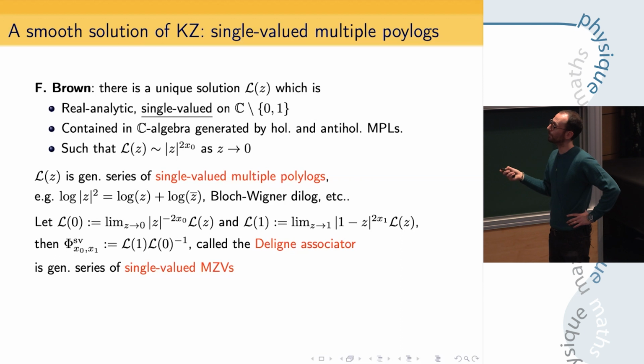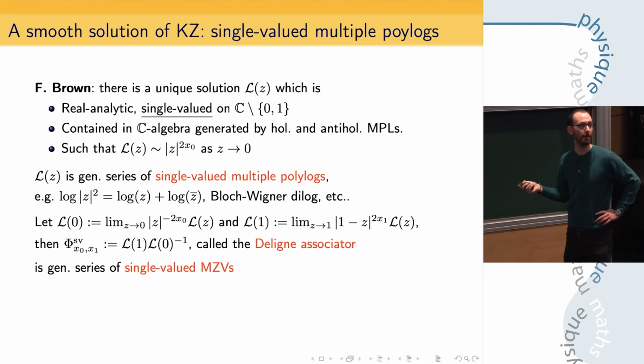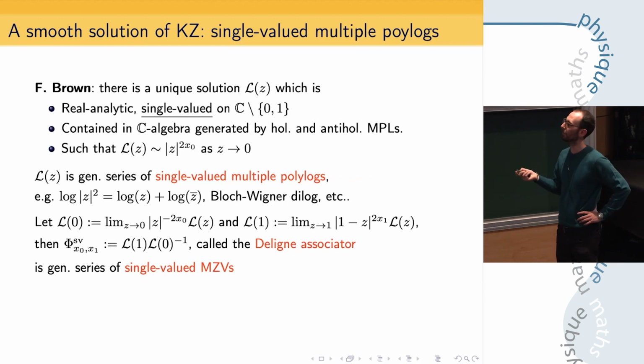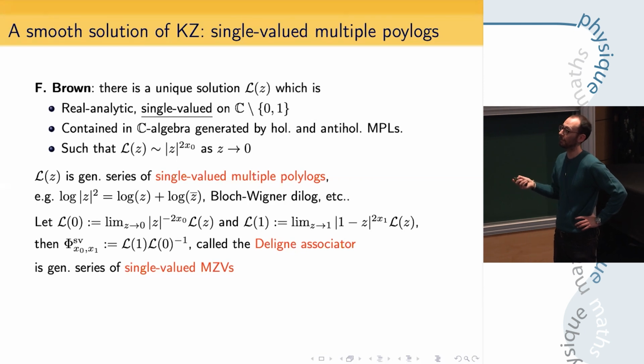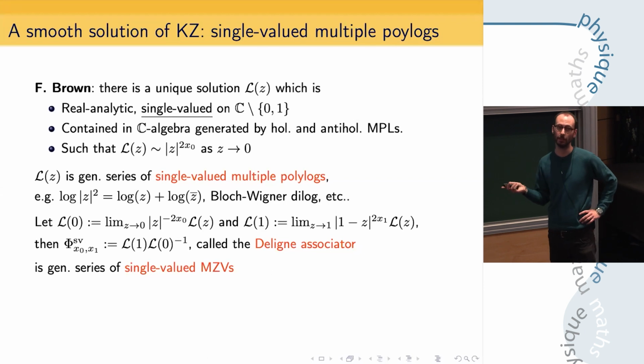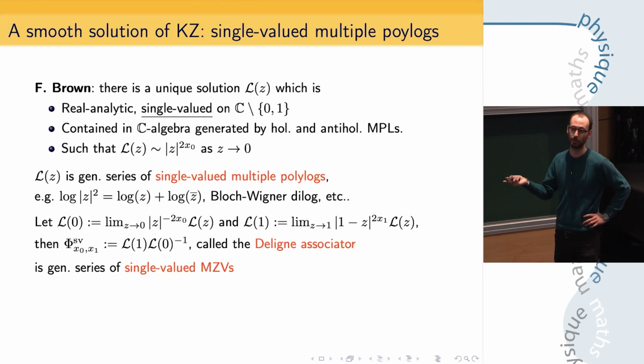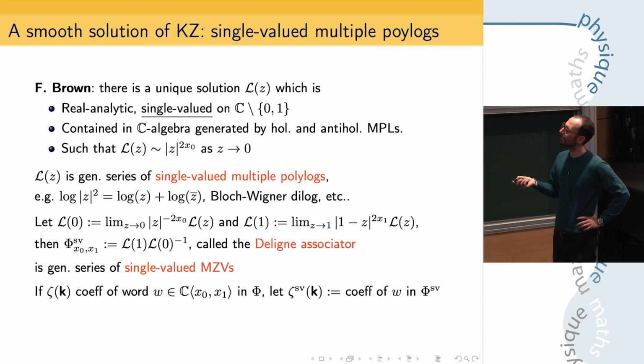And that is what is called the Deligne associator, even though Deligne never wrote a paper on this, but there was some private communication between him and Francis Brown, where he asked Francis about this object, which he defined in a different way. So it turns out to be precisely this, and it's a generating series of numbers, which are these special values at 1, which are called single-valued multiple zeta values. So they're just defined as the special values of the single-valued multiple polylogs, so that's why there is the word single-valued, even though they're numbers.